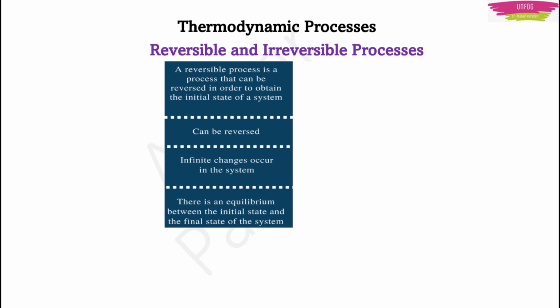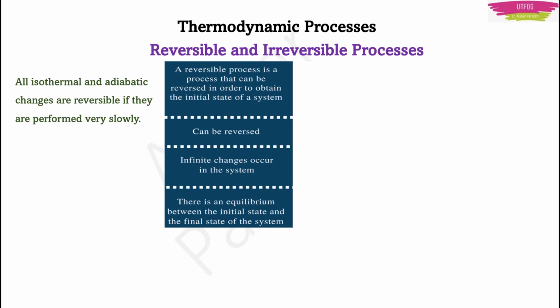Now in this process there is an equilibrium between the initial state and the final state of the system. For example, all isothermal and adiabatic changes, they are all reversible. Okay, but then you have to perform them slowly. Then only they will be reversible processes.